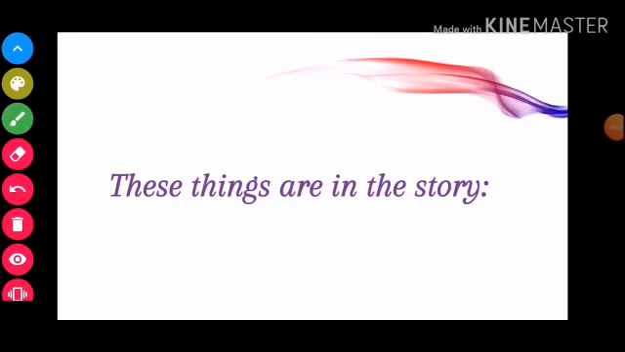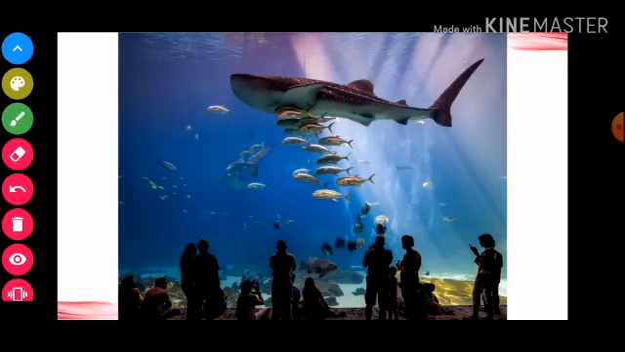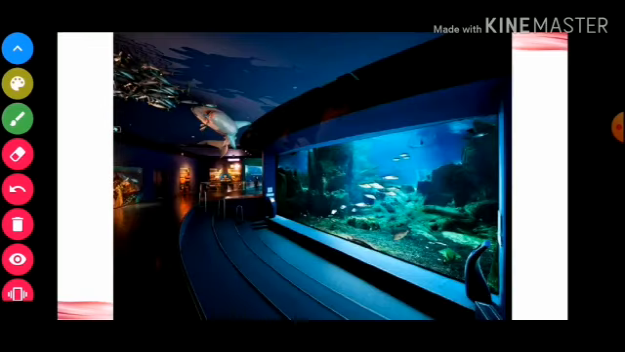These things are in the story. Aquarium, which means حوض أسماك. This picture is for a very big aquarium. It is an aquarium under the water. This is another photo of an aquarium.